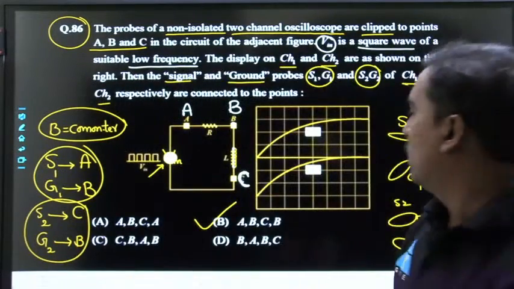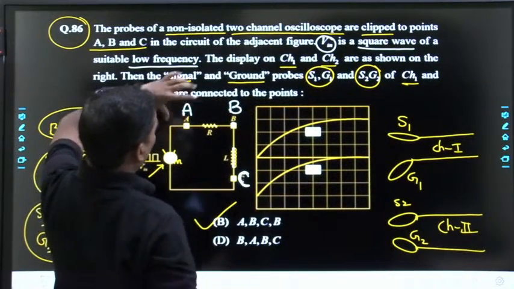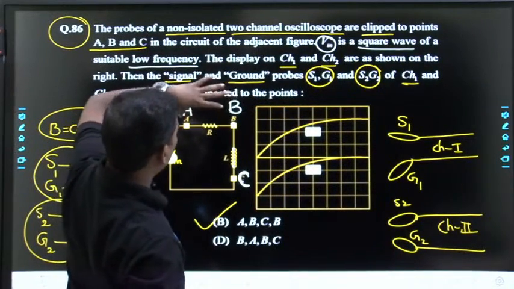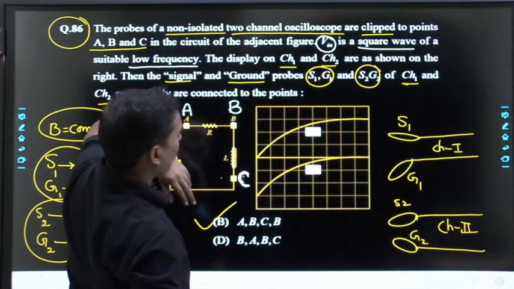Why? Because this B is a common terminal. I want to see this B as a common terminal. Why? Because this A to B, A is the signal, B is the common, C is the signal, B is the common. Otherwise, you cannot get the channel 2.